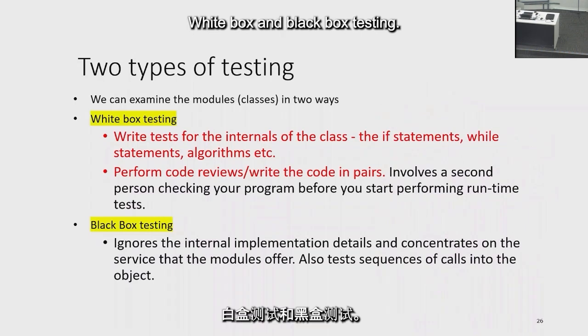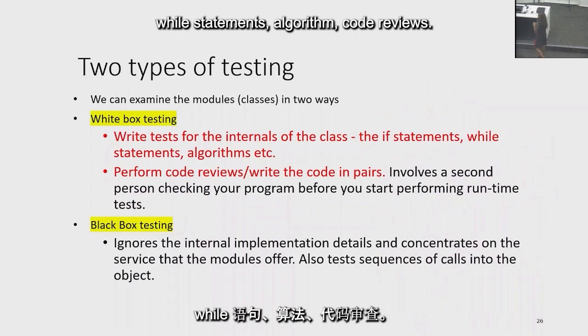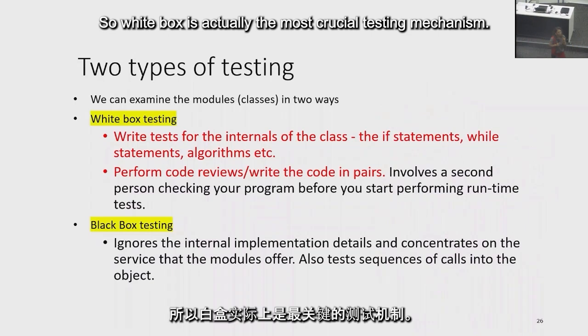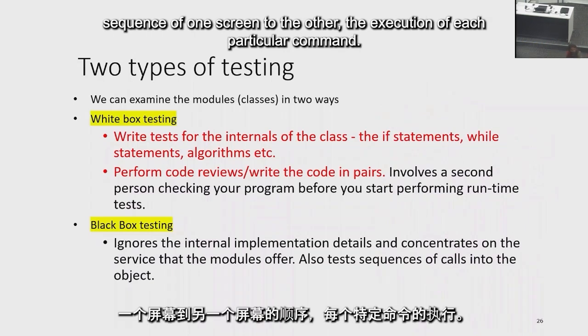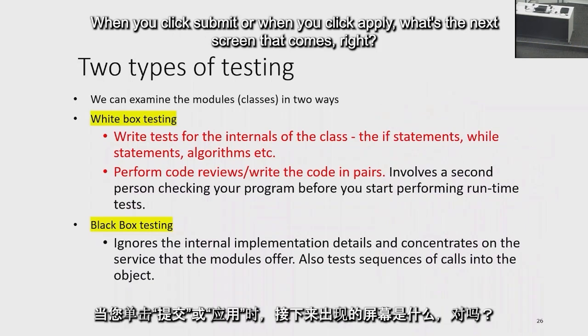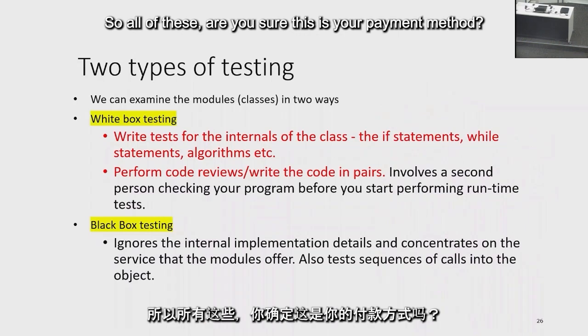Exam: white box and black box testing. What is it? Make sure you understand. Now, white box testing refers to writing tests for the internals of the class: the if statements, while statements, algorithms, code reviews. So white box is actually the most crucial testing mechanism. White box testing is performing every single test on your features, your data types, your sequence of one screen to the other, the execution of each particular command. When you click submit or when you click apply, what's the next screen that comes? Do you want to delete? They ask you again, right? So all of this. Are you sure this is your payment method? Do you want to verify?